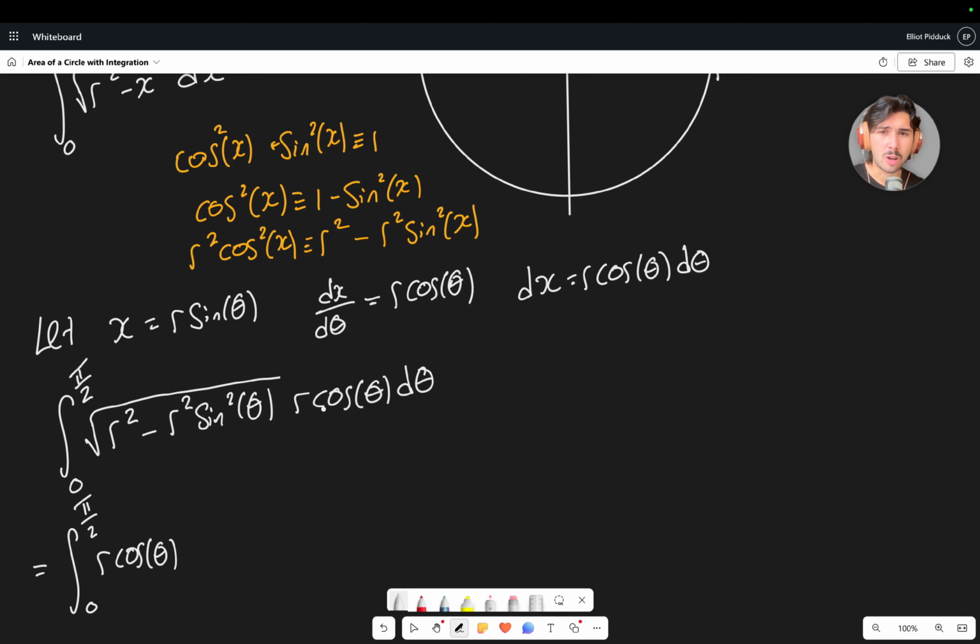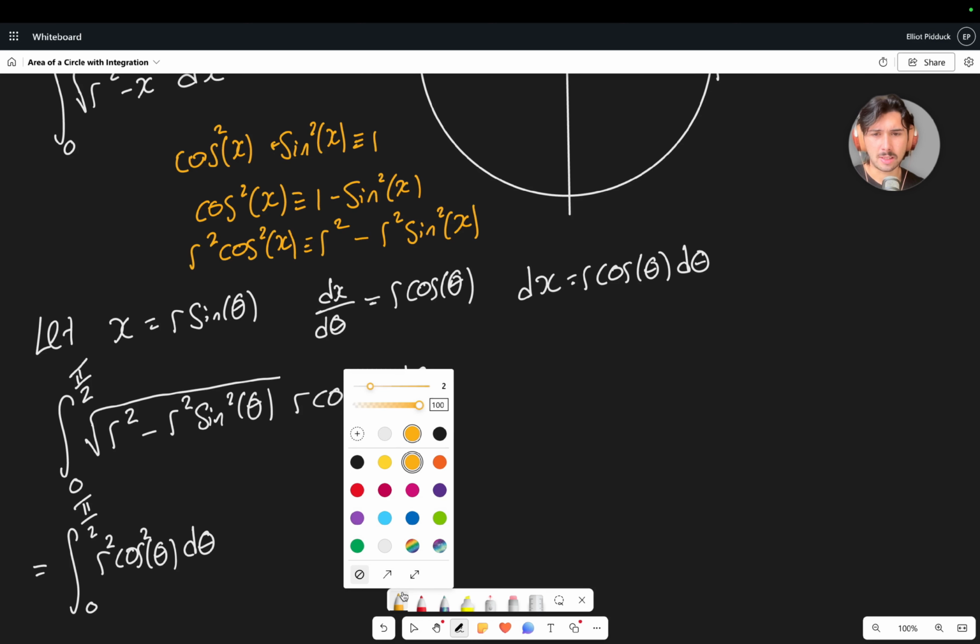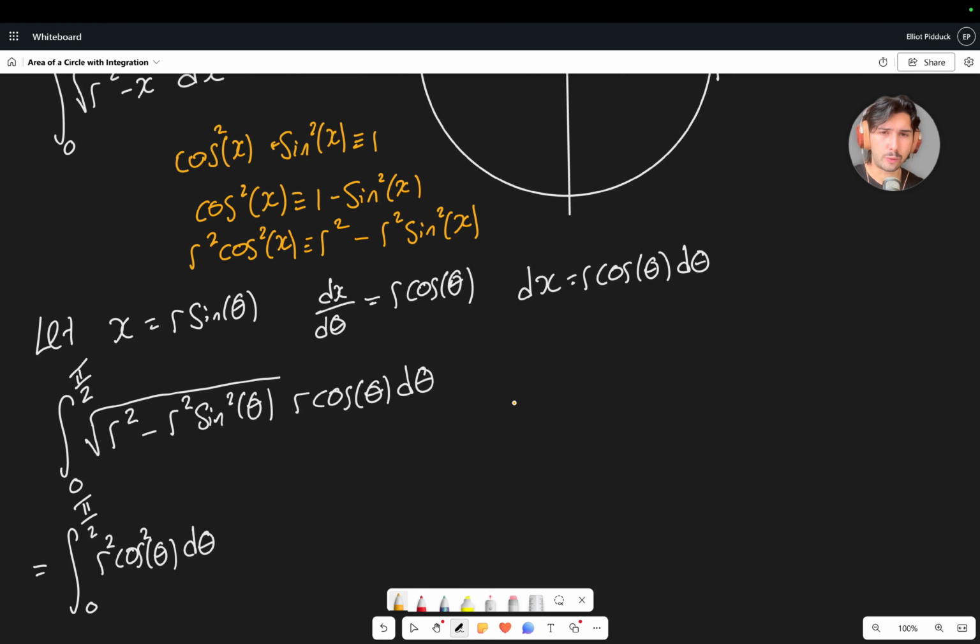Okay, and then I've got another r cos theta here, so that is just going to get squared. So it's going to be r squared cos squared theta d theta like that. Now we're going to use another trig identity. We're going to use the double angle formula for cos. So cos of 2 theta is actually 2 cos squared theta minus 1.